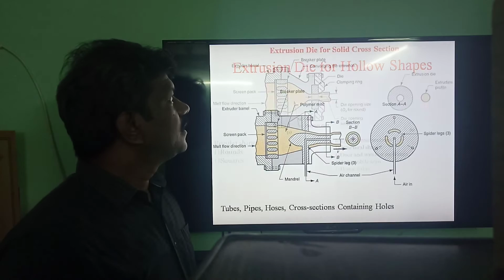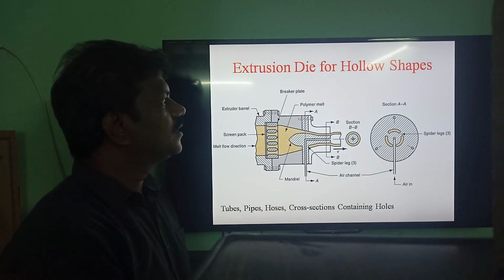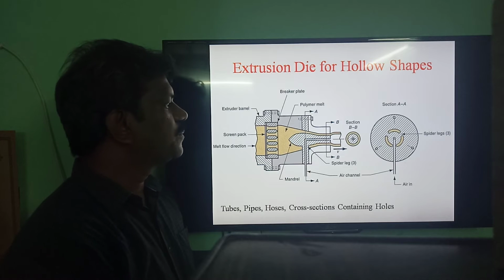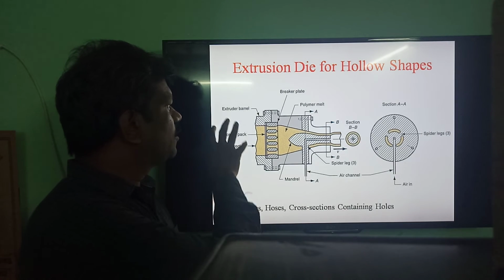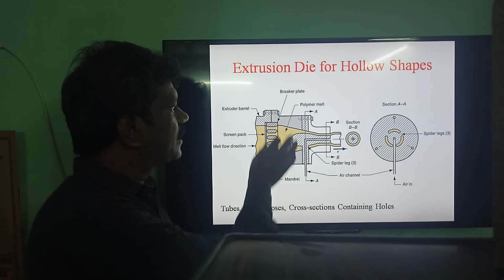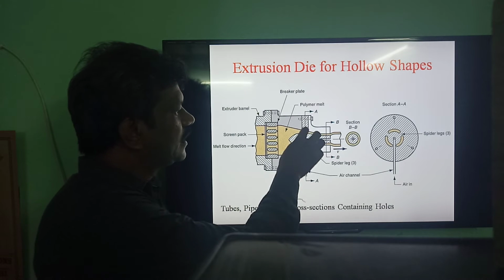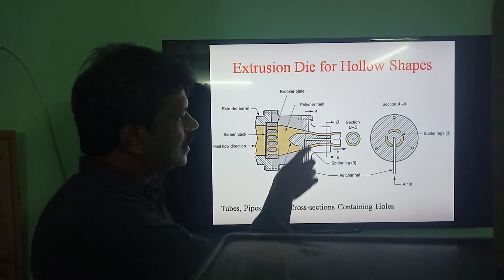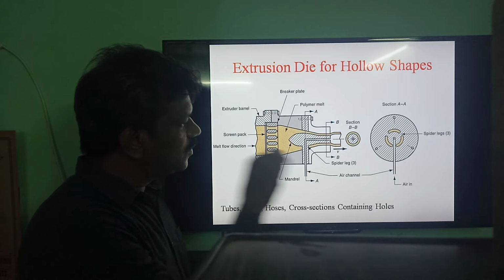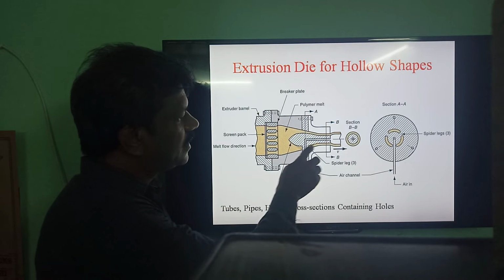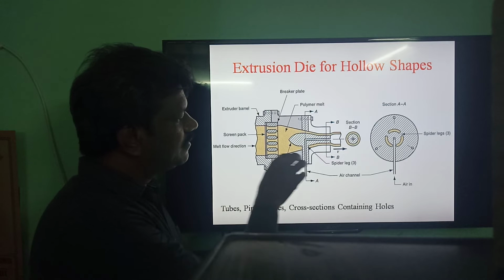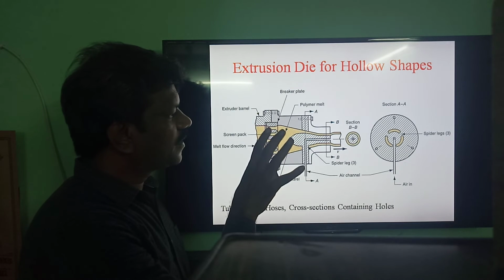There is another die that is used for the production of hollow-shaped products, right? So everything is the same as what we discussed earlier. There will be the barrel, then the breaker plate and the polymer melt. Here we have the die opening. In addition to the die opening, in order to have hollow sections, again we are using the mandrel, right? This is the mandrel. Therefore, this mandrel will give a restriction to the flow, right?